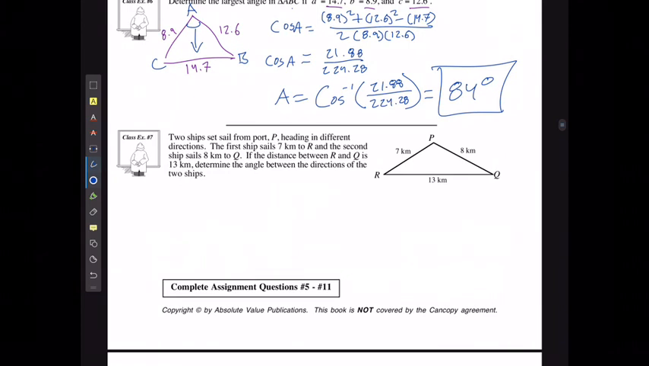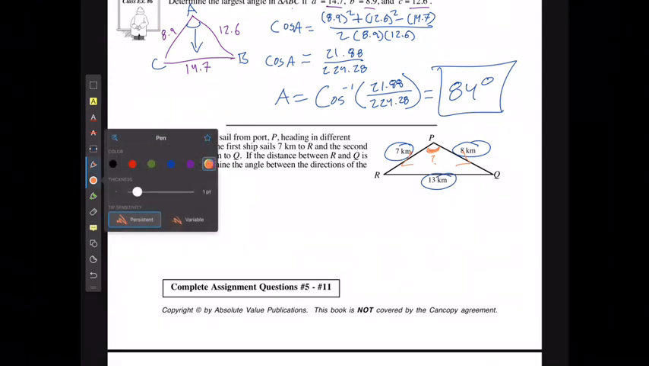For the last example, two ships set sail from port P heading in different directions. The first ship sails 7 kilometers to R, and the second sails 8 kilometers to Q. If the distance between R and Q is 13 kilometers, determine the angle between the directions of the two ships. Well, if they both started at P, one of the ships went one way, the other ship went the other way. It wants us to figure out what the angle at P is.